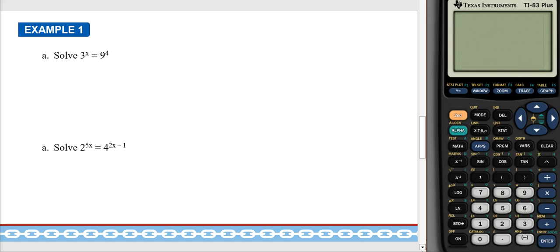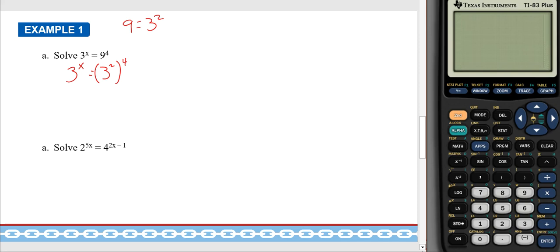In our example here, I have 3 to the x equals 9 to the fourth. So I could evaluate 9 to the fourth on the right side of my equation and then try to solve for x. The other thing I can do is to rewrite 9. I have to have bases that are the same. So I know that 9 is equal to 3 squared. That allows me to sub in on the right side of my equation. I can sub 3 squared in for 9.